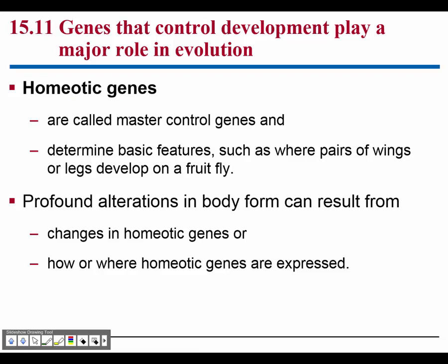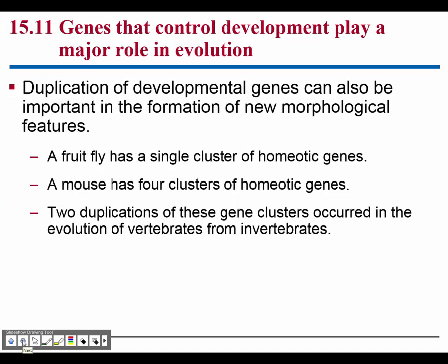So homeotic genes, they're control genes. They determine basic features like where you're going to put wings or legs or whatever. And when those are changed, we have huge changes in body forms, right? This is kind of showing mechanisms for that macroevolution. And then how or where they're expressed has profound alterations.